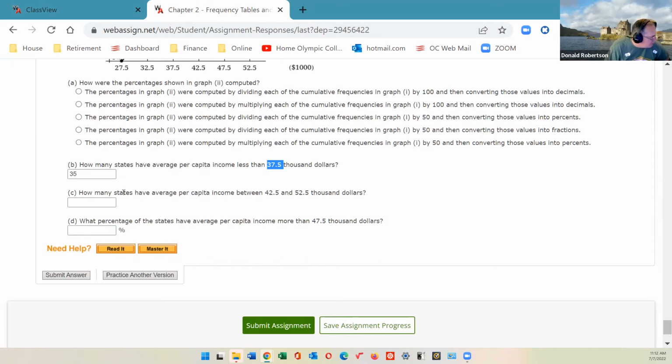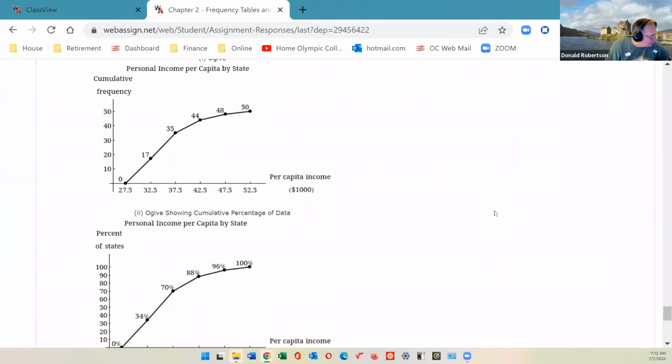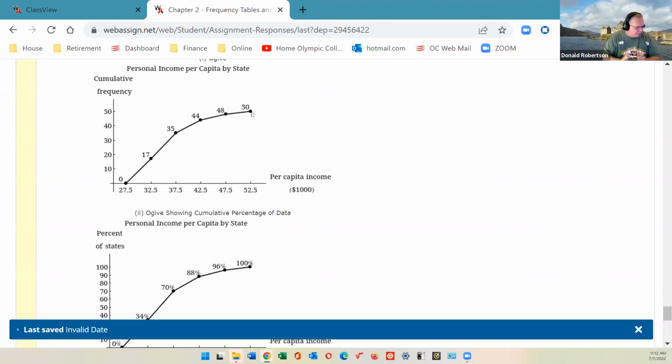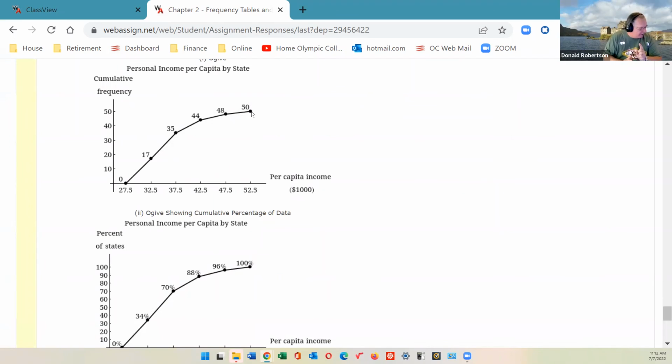Now, the next one says, how many states have an average income between these two ranges? Now, that's a little bit trickier, but you can get it from that curve. 42.5 to 52.5. 42.5 is there, right? 44 states. 52.5 is here, 50, right? So how many states between those two values? 44 to 50. 5, right.